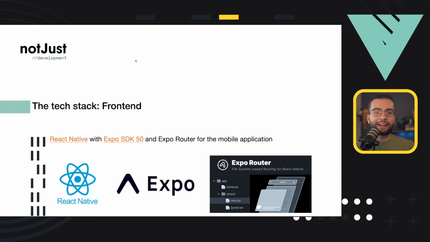evolve. For the tech stack, for the front end, we are using React Native, and of course, we are using Expo, and we're using the latest SDK 50 version, and also Expo router for managing the navigation between different screens.